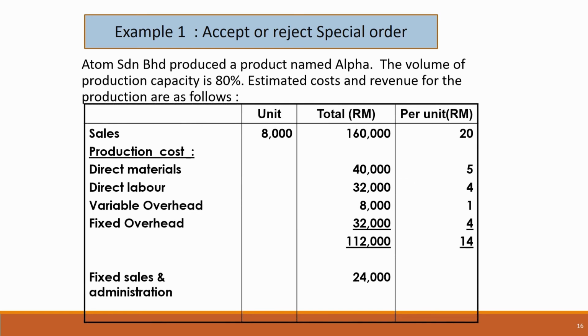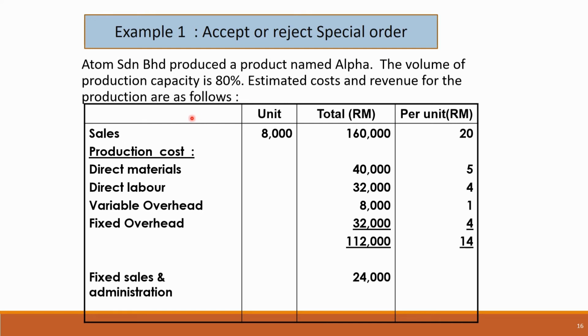Example 1, accept or reject special order. Atom 9 Berhad produces a product named Alpha. The volume of production capacity is 80%. So it means that there is idle capacity of 20% that is not being used, or not being produced. Estimated cost and revenue for the productions are as follows.